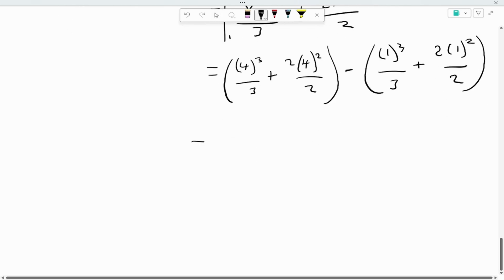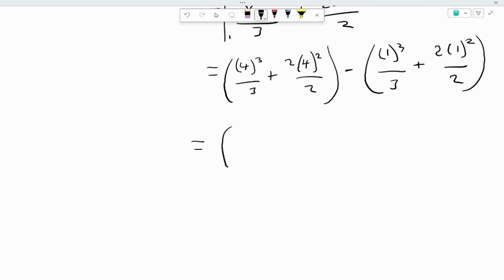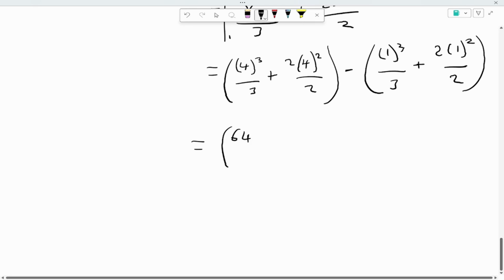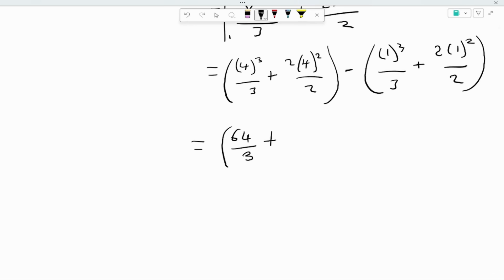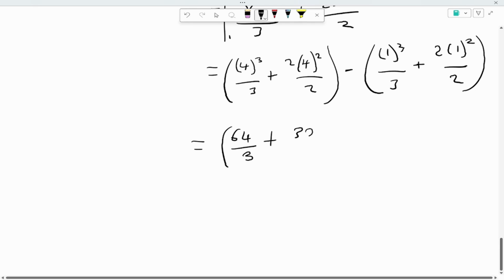Then now you can expand. 4 raised to power 3 will give you 64 all over 3 here. Then 4 raised to power 2 will give you 16. 16 times 2 will give you 32 all over 2. Do not rush. Just take it gently so that you do not make mistake.